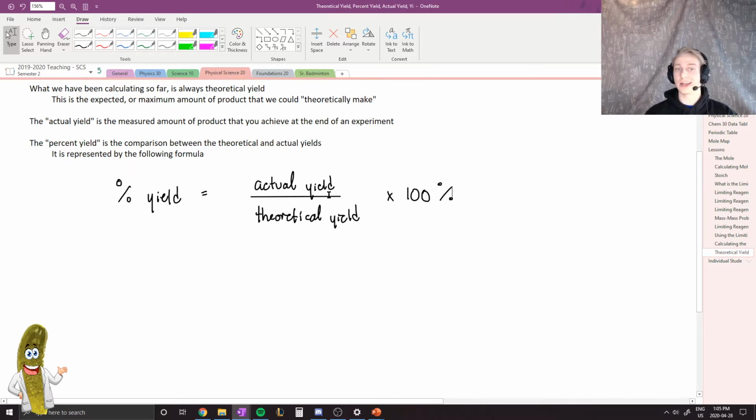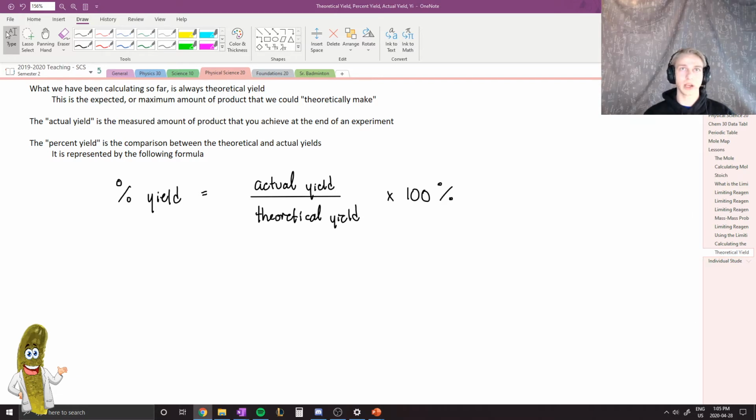Let's say that you had 10 grams that you could have in theory produced, but you only produced 9 grams when you actually did the experiment. Your percent yield would be 90%. So that's the idea: you just compare how much did I actually get, and how much should I or could I have gotten theoretically. Then you compare those two numbers and multiply by 100%.